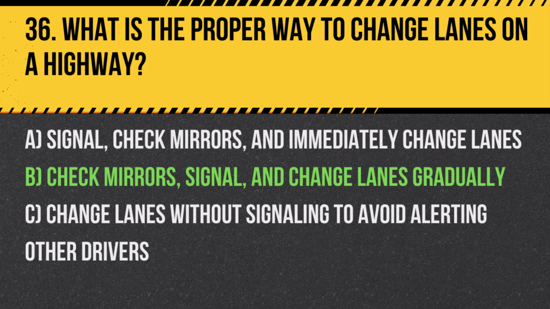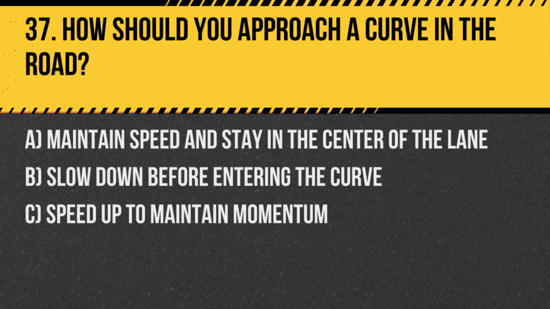The proper way to change lanes on a highway is to check your mirrors, signal your intention to change lanes, and then change lanes gradually when it's safe to do so. Question 37. How should you approach a curve in the road? A. Maintain speed and stay in the center of the lane. B. Slow down before entering the curve. C. Speed up to maintain momentum.